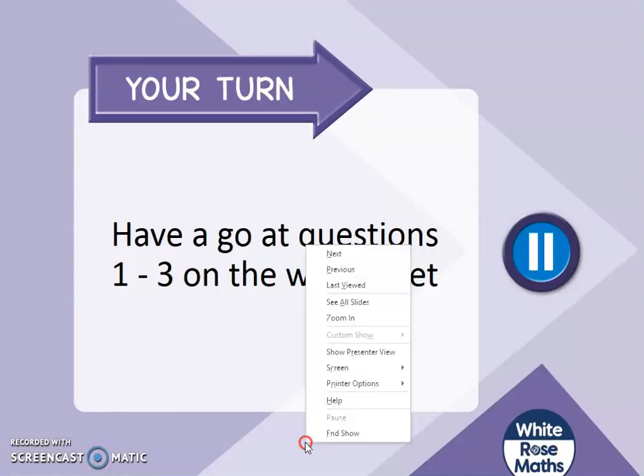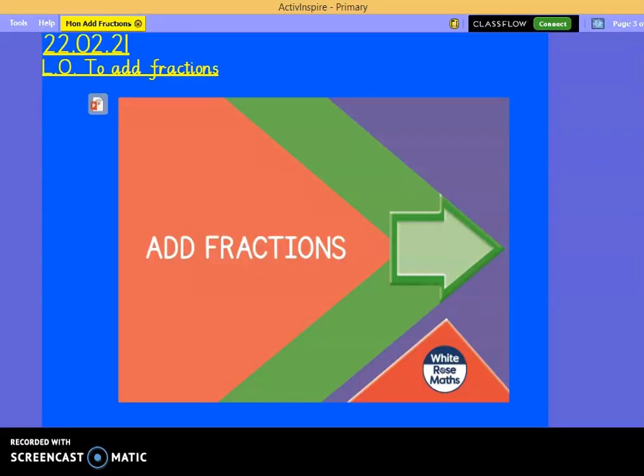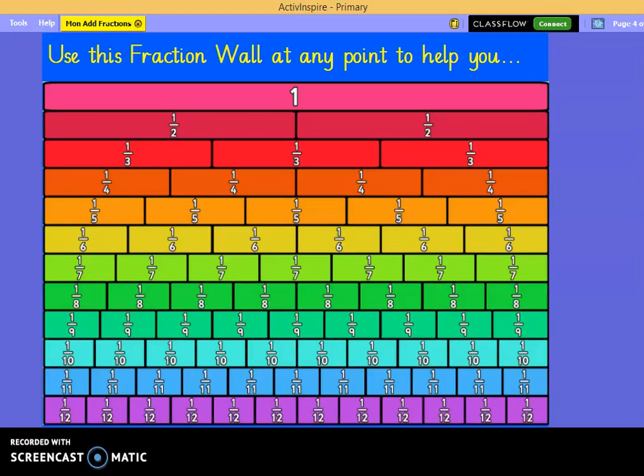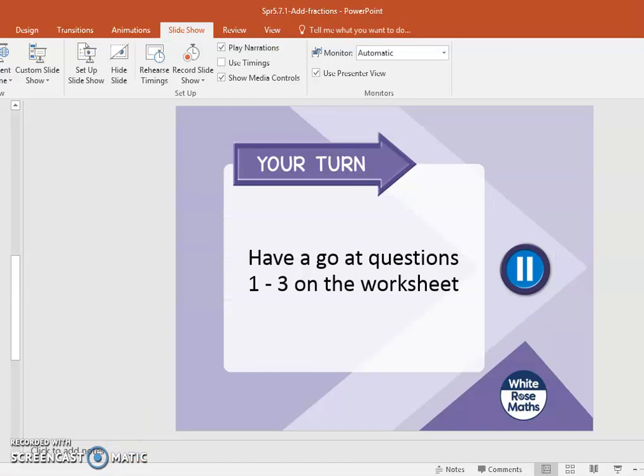Your turn, please, to have a go at questions 1 to 3 on the worksheet. Remember, you can come back and use this to support you. This is how I would like you to record your work in your book. For example, 1/2 adds 7/10. First step is to convert them both into tenths. You could pause the video and have a look at it, and then you continue recording in your book as shown until you get to the end of question 3. Let's move on.